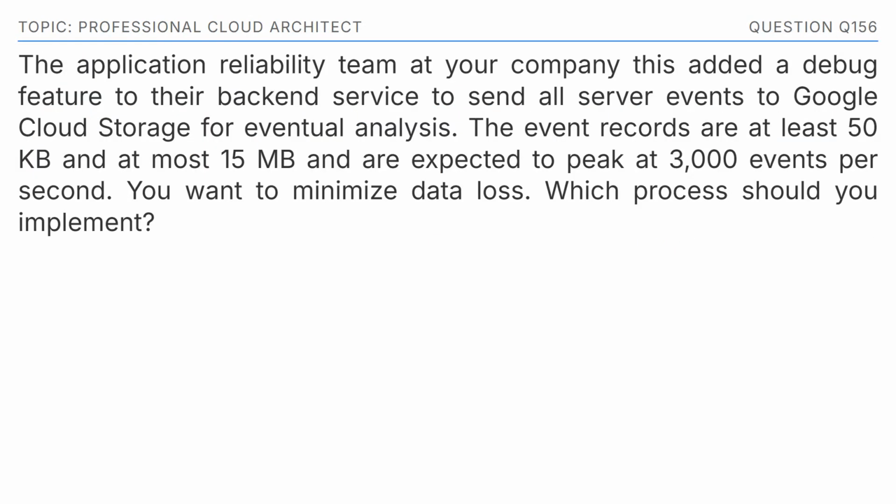The application reliability team at your company added a debug feature to their backend service to send all server events to Google Cloud Storage for eventual analysis. The event records are at least 50 kilobytes and at most 15 megabytes and are expected to peak at 3,000 events per second. You want to minimize data loss. Which process should you implement?